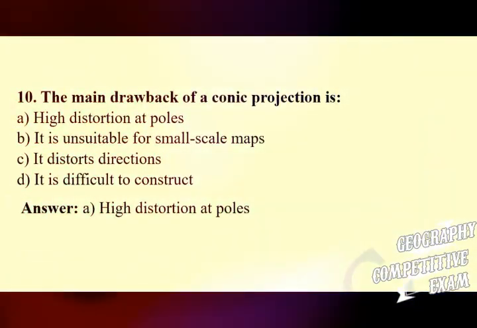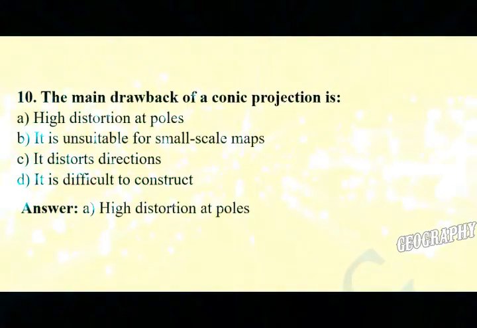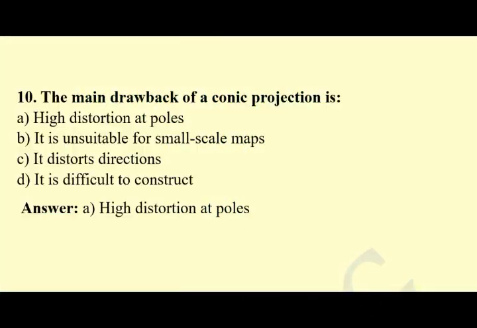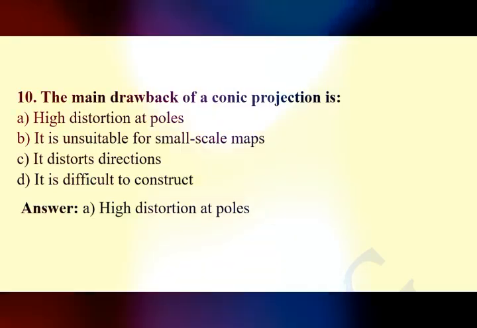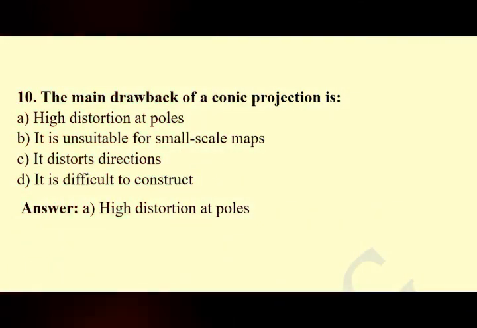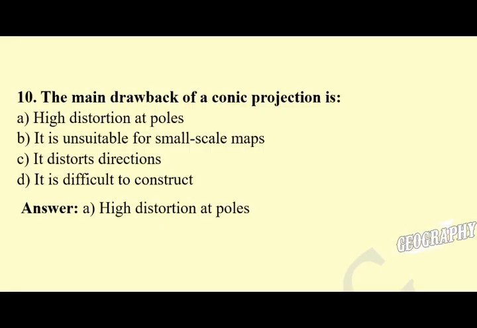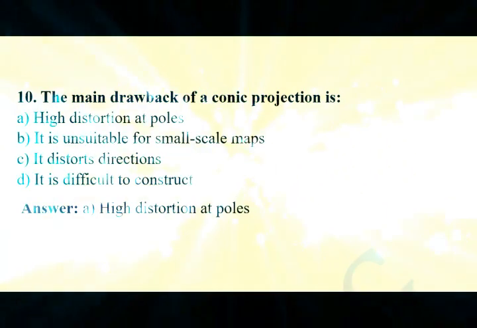Question number 10. The main drawback of a conic projection is high distortion at the poles, it is unsuitable for small scale maps, it distorts directions, or it is difficult to construct. Here the right answer will be high distortion at the poles. The main drawback of a conic projection is high distortion at the poles.